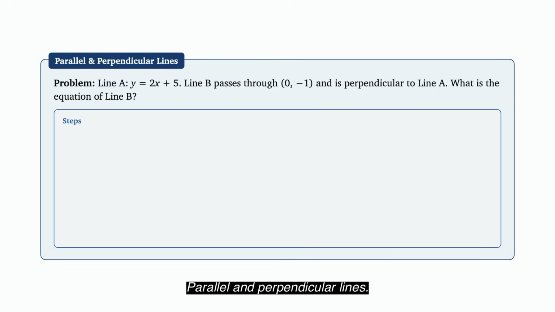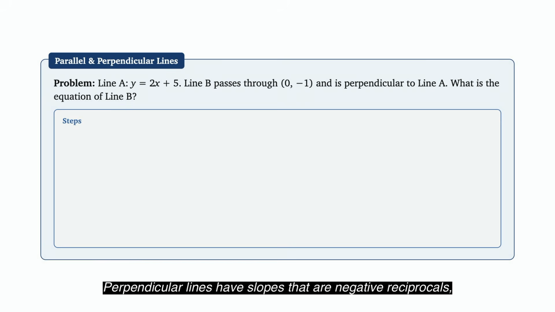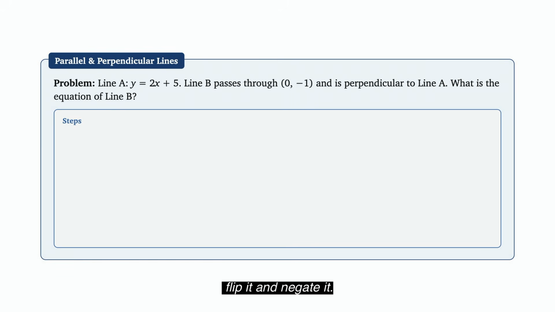Parallel and perpendicular lines. Parallel lines have the same slope. Perpendicular lines have slopes that are negative reciprocals. Flip it and negate it.